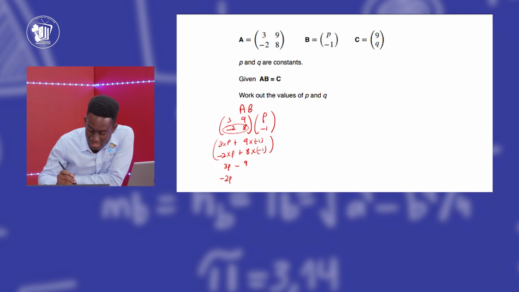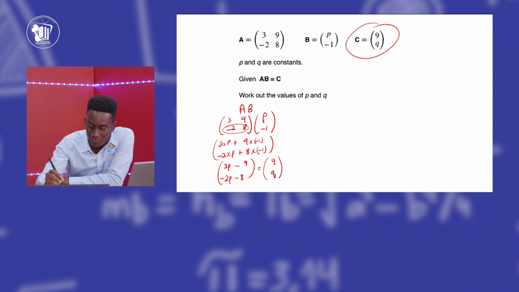And 8 times negative 1 would simply give us a minus 8. So we have this matrix here is equal to the matrix C. So we know this AB is equal to this here. So we know C is equal to this here. So C is equal to 9q. Now they want us to work out the values of p and q.